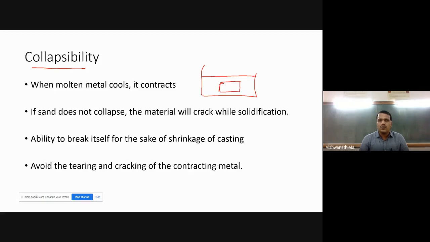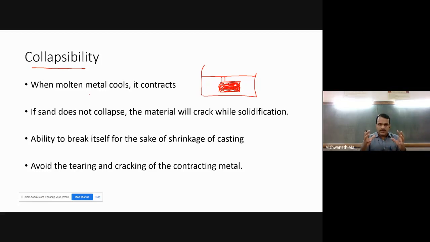We have prepared the mold with the help of the pattern. Then we have removed the pattern, and now we have poured the molten metal into this mold. Once we pour, what do we do? We will allow it to solidify. When it solidifies, as we are seeing, it will start to contract.